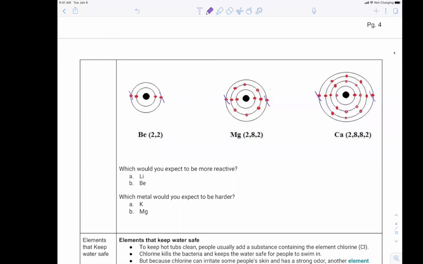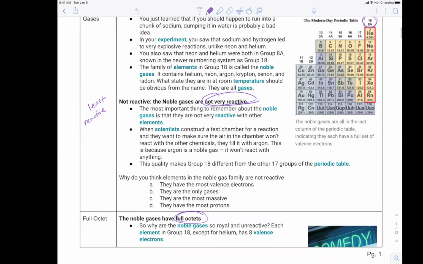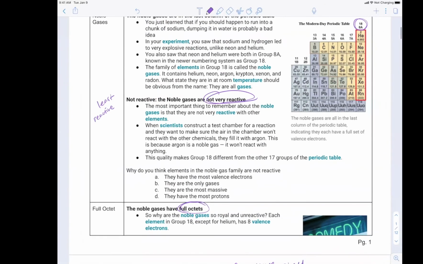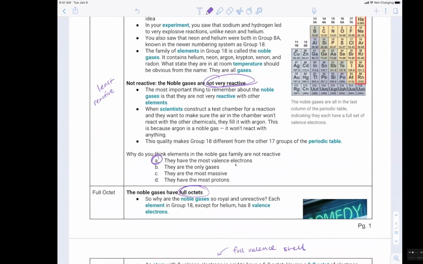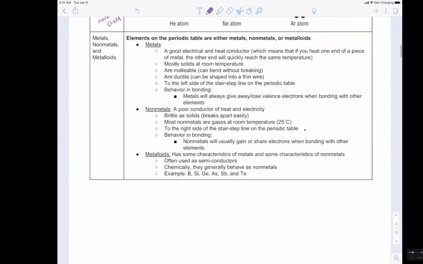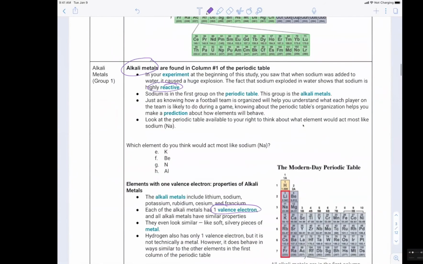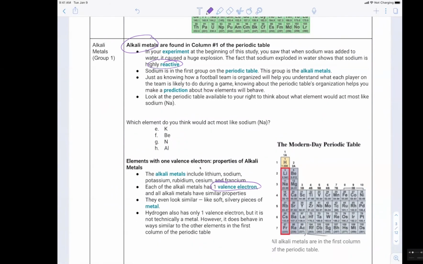Okay, so let's go over these questions. First question: why are elements in the noble gas family not reactive? That's because the noble gases have the most valence electrons, so they have that full outer shell. Next, which element would act most like sodium? It would be whatever is in the same column or family as the alkali metals, so that would be potassium.